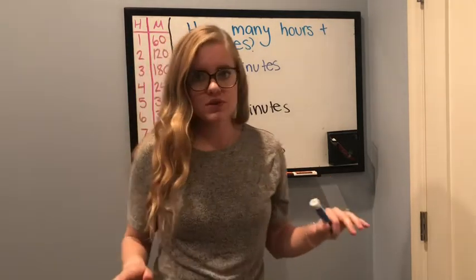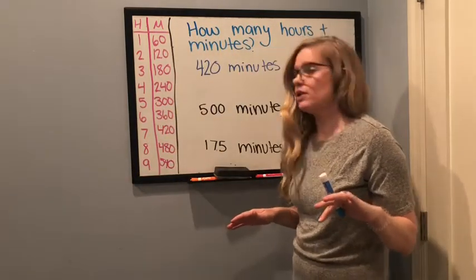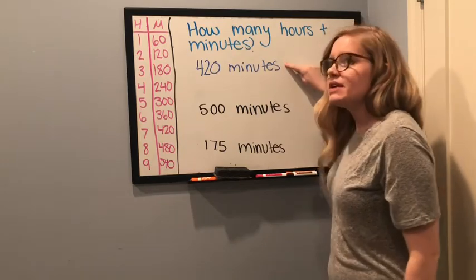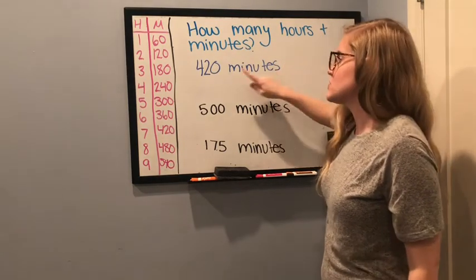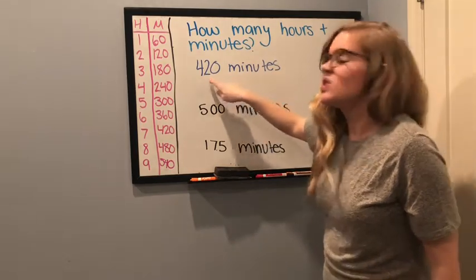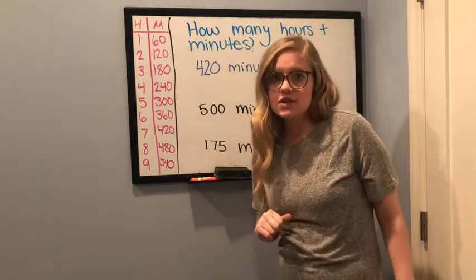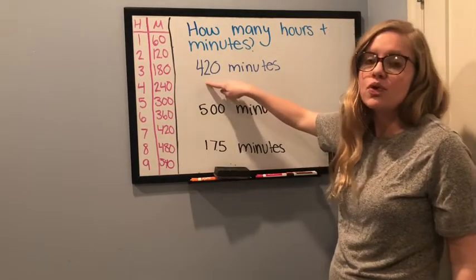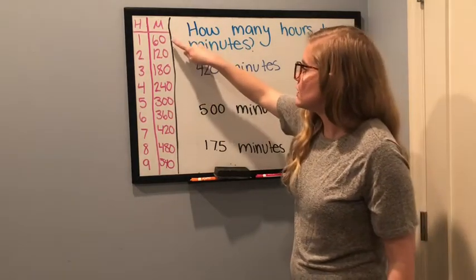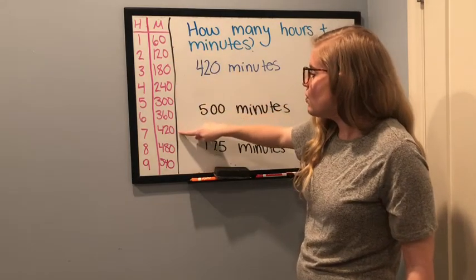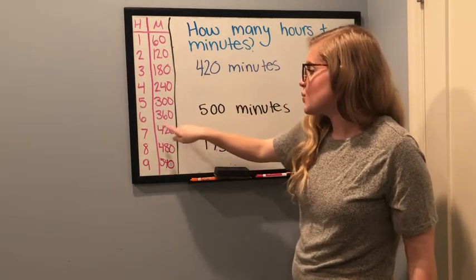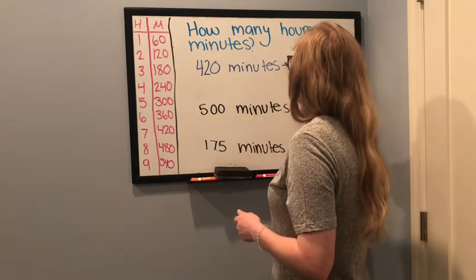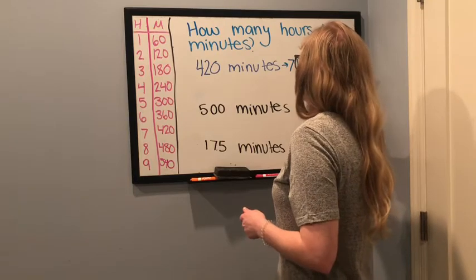Okay, so first, we're going to start off with a kind of simple one. 420 minutes. How many times do I think that 60 is going to go into 420? So this is a little bit like our multiplication table. I'm going to see how close I can get to 420 without going over. So I look. Oh, awesome. 420 is exactly 7 hours. So I'm going to say 7 hours, 0 minutes.